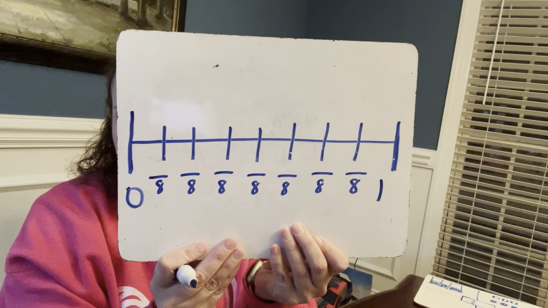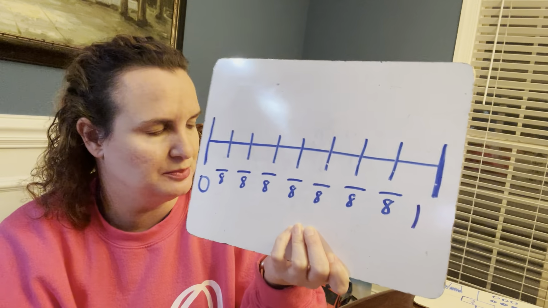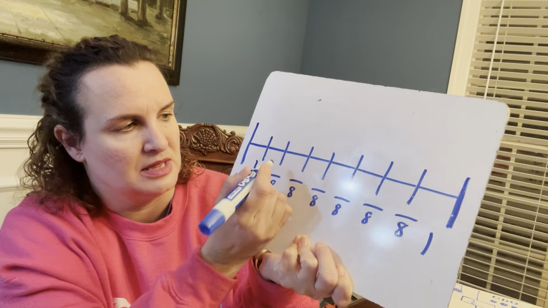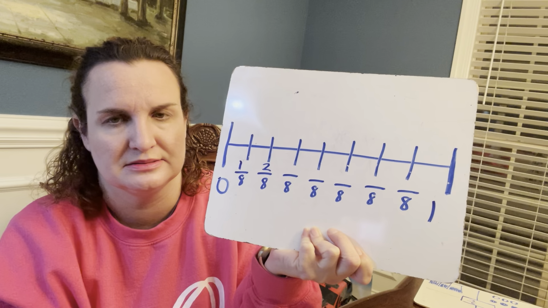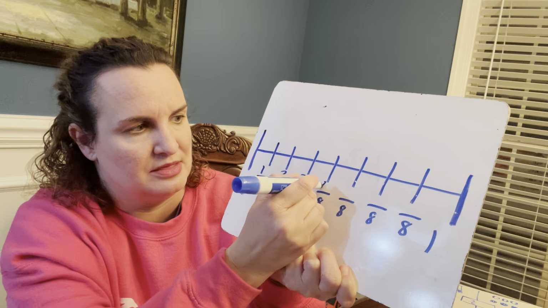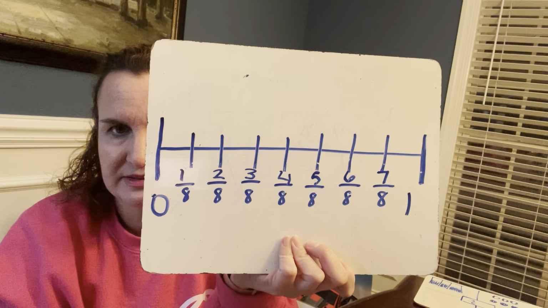All right, after you've done that, we can go by and we can count each mark, and that's where we'll put our numerator. So our first mark is 1/8, then we have 2/8, then we have 3/8, then we have 4/8, 5/8, 6/8, 7/8, and then 1 whole is equal to how many eighths? 8/8. Very good. So put that under the 1 whole.